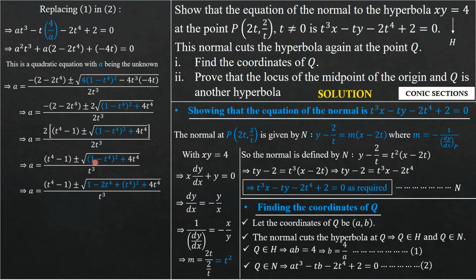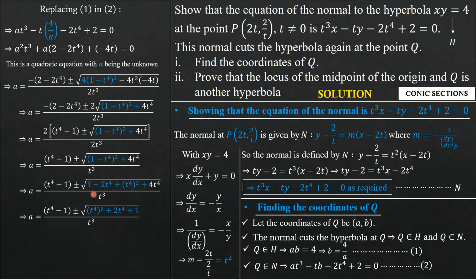Now expanding 1 minus t raised to the power 4 all squared, we get 1 minus 2t raised to the power 4 plus t raised to the power 4 all squared, then plus this other quantity. Alright, so let's add like terms together. Taking negative 2t raised to the power 4 plus 4t raised to the power 4, we just get 2t raised to the power 4.